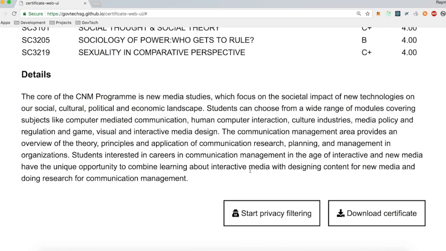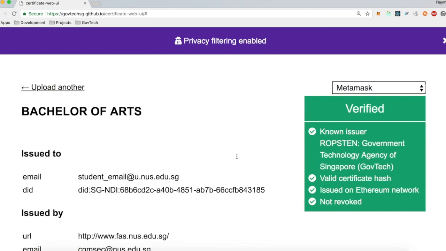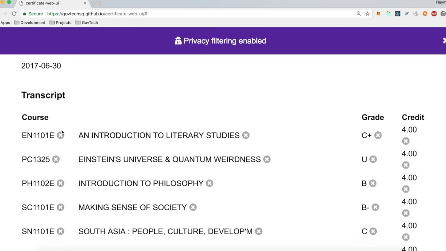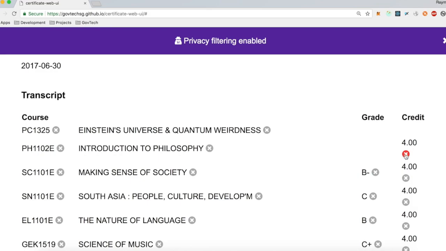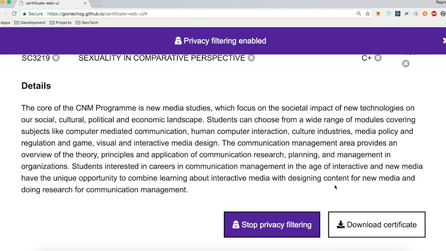Another feature of OpenCerts is privacy filtering. Privacy filtering allows for the removal of specific information from the certificate without compromising the certificate hash integrity. Over here, let's download this new cert that we have.